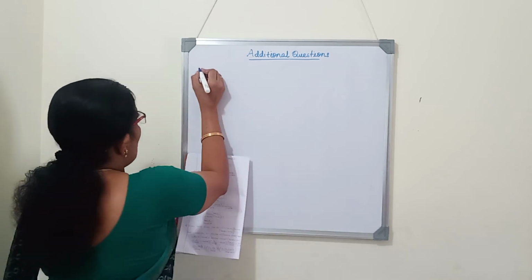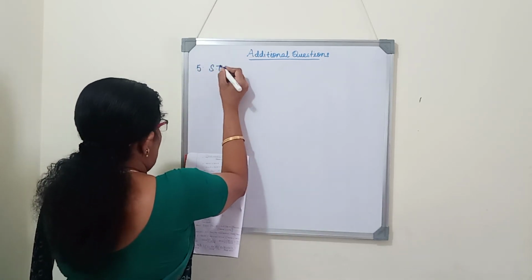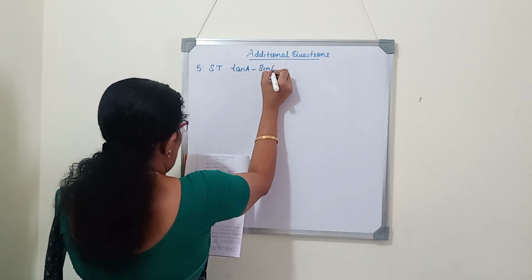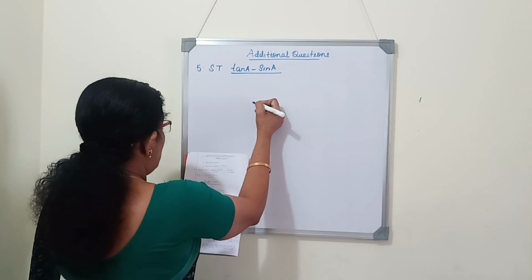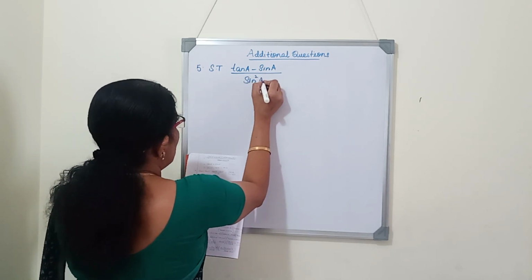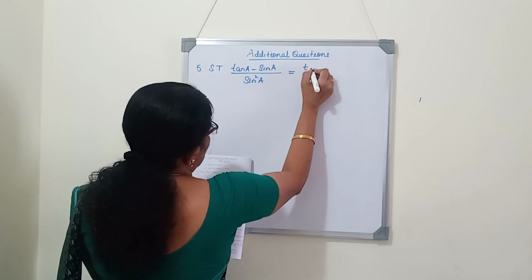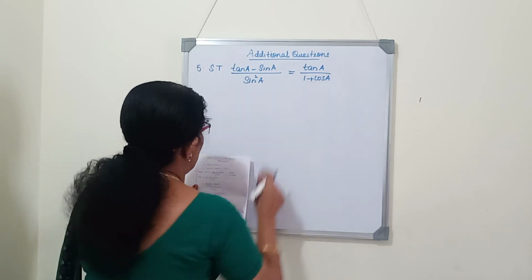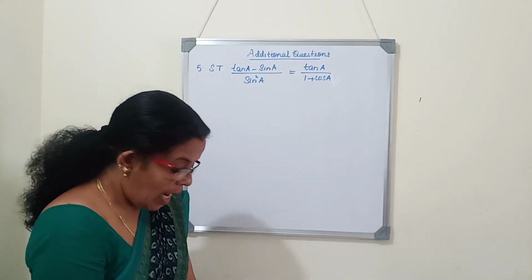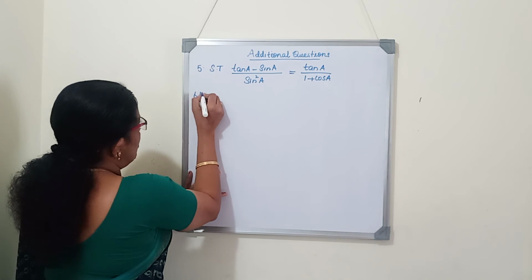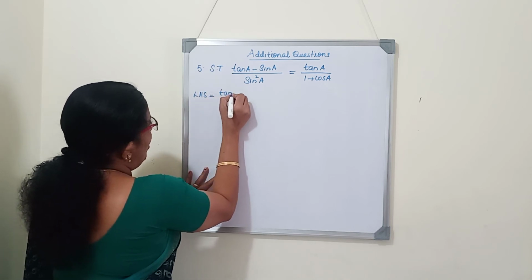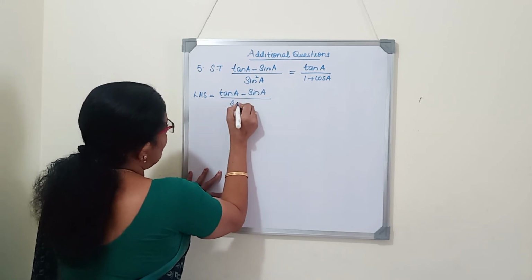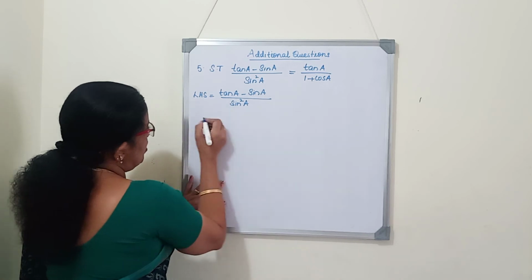Fifth question. Show that tan A minus sin A by sin square A is equal to tan A by 1 plus cos A. So here we have to prove that, LHS: tan A minus sin A by sin square A. We have to get tan A by 1 plus cos A in the RHS.